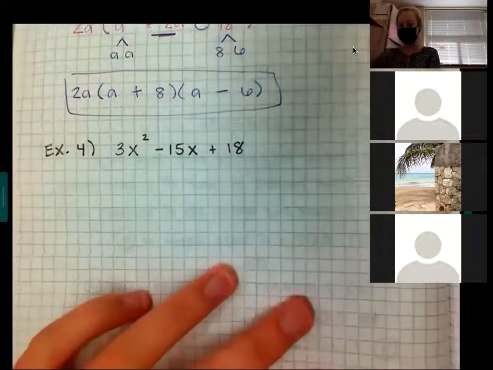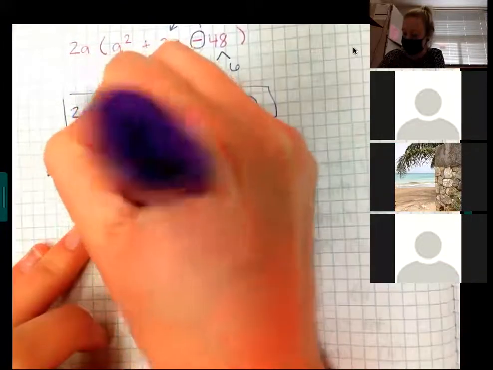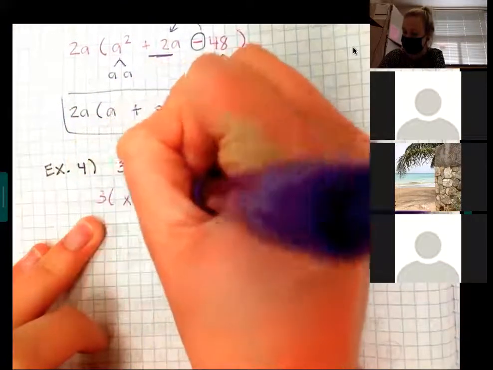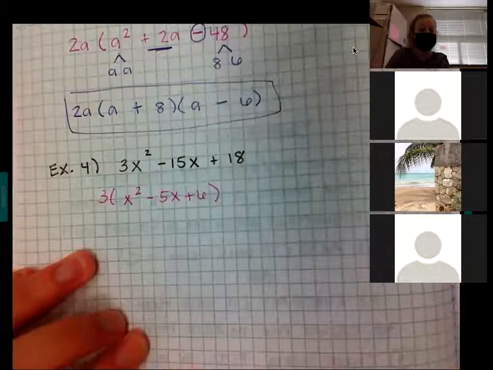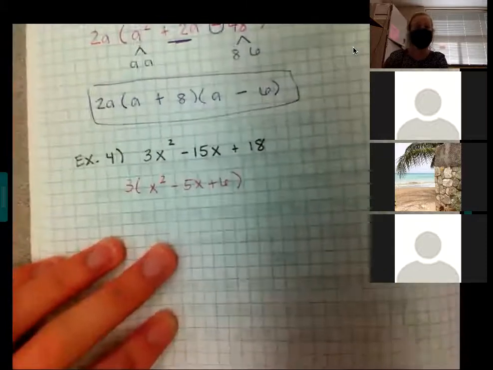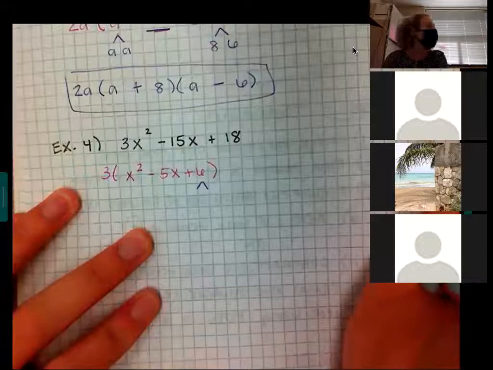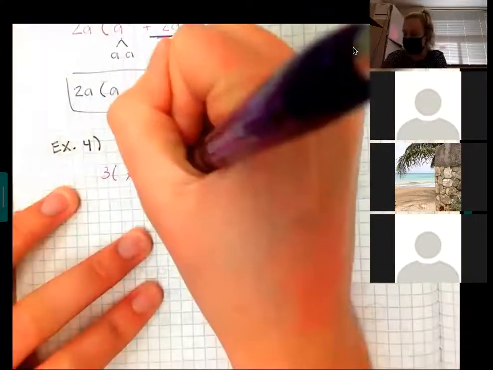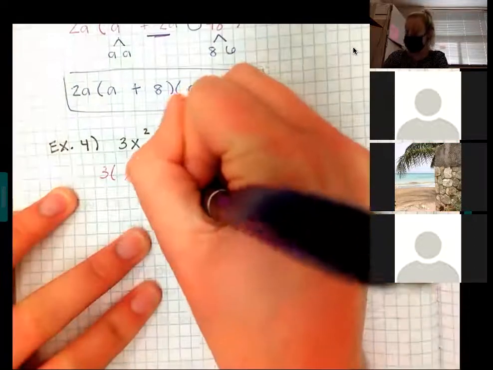Thank goodness, because I was going to be mad if somebody forgot to do that. So you need to take out the GCF. Y'all took out a 3, and what I saw was x squared minus 5x plus 6, right? You guys also saw the 6 was positive. I'm just going off of what I saw y'all doing. So if the 6 is positive, what 2 factors of 6 add to give you 5? 3 and 2.